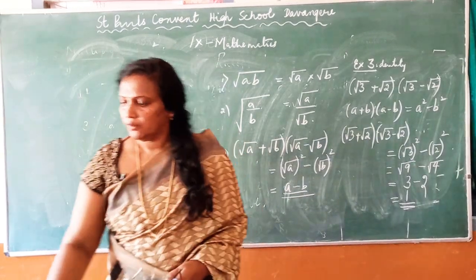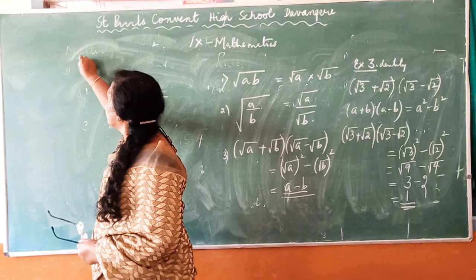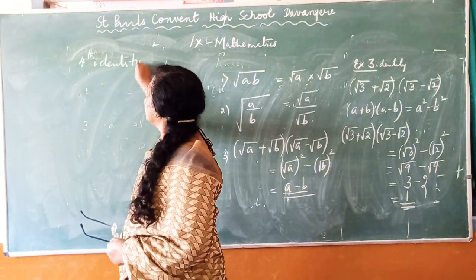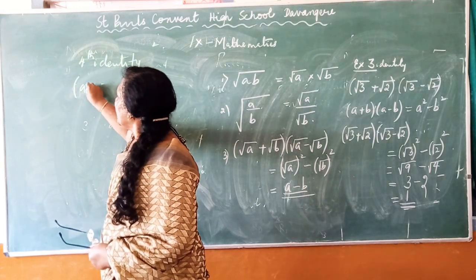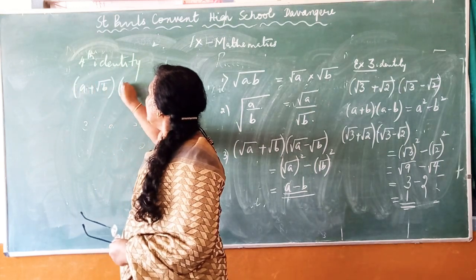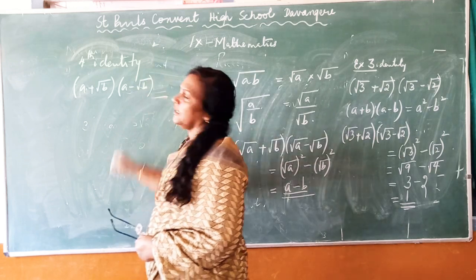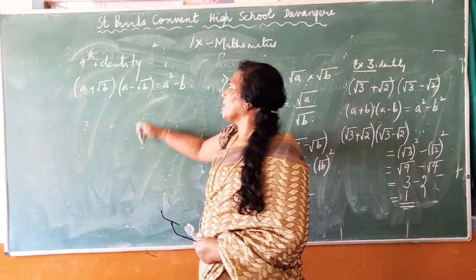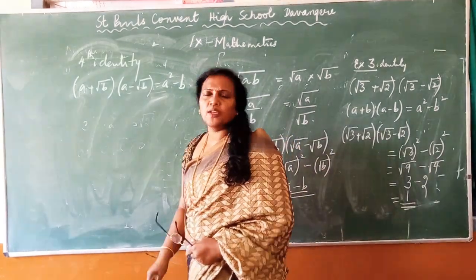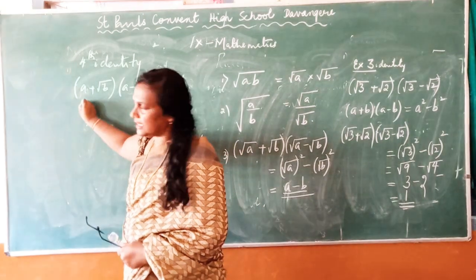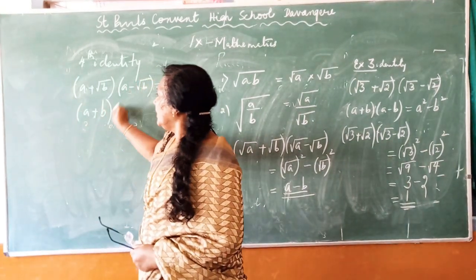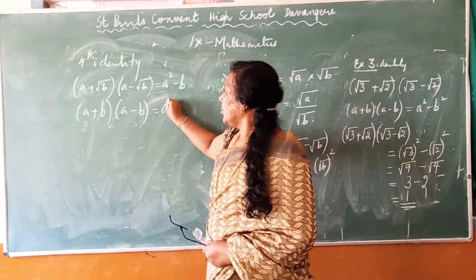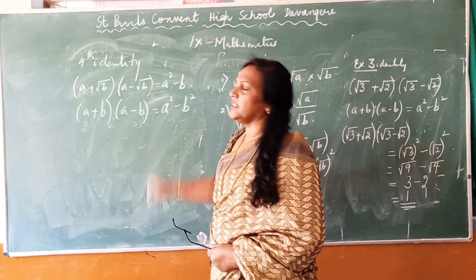What's the fourth identity? Root b into a minus root b. Yes, given it is equal to a square minus b. Correct? Let me make use of our identity what we have learned last year: a plus b into a minus b is equal to a square minus b square.